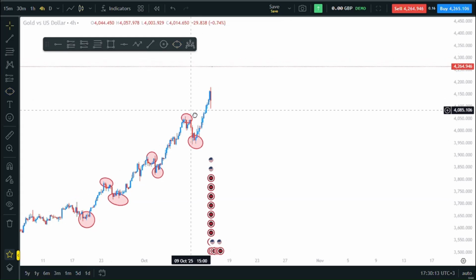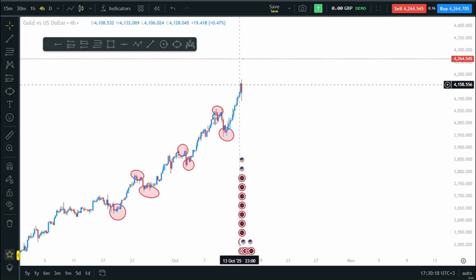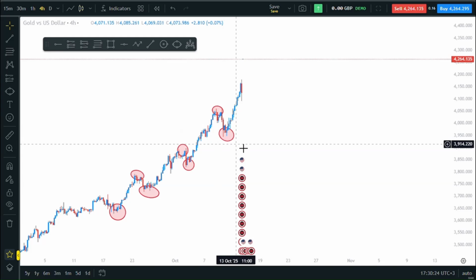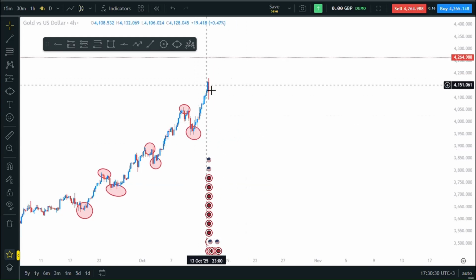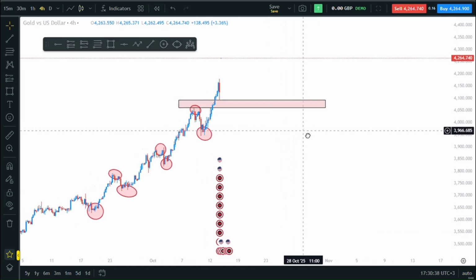Then guess what? It formed a higher high as it corrected, and guess what? Buyers are still present, so price has to keep on going up. It broke this high, forming a break of structure, and this is a higher low, higher high, break of structure, and guess what? Right now it's still going up. You can guess what is to happen. So the biggest possibility is for gold to return to this area right around here.